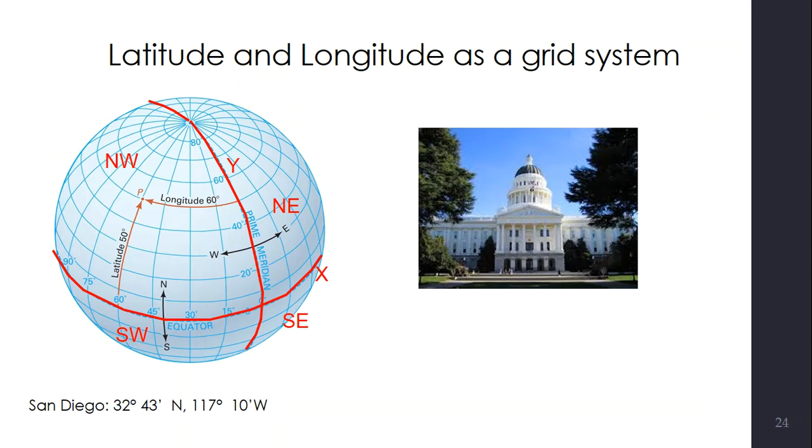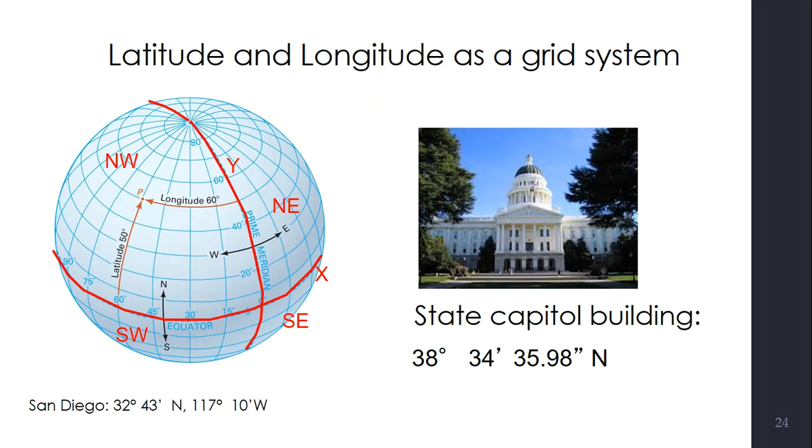And so we want to think about longitude and latitude as that grid system. Again, if we look at San Diego, it is 32 degrees 43 minutes north and 117 degrees 10 minutes west. And so with that, we can find out exactly where we are on this system. That globe you see there is showing you where the northwest, northeast, southwest, and southeast quadrants are. Here's the California State Capitol building in that picture right there, and we can get pretty darn specific. 38 degrees, 34 minutes, 35.98 seconds north, and 121 degrees, 29 minutes, 37.06 seconds west is the tip of the dome of the state capitol. So we can get very, very specific with our exact location.